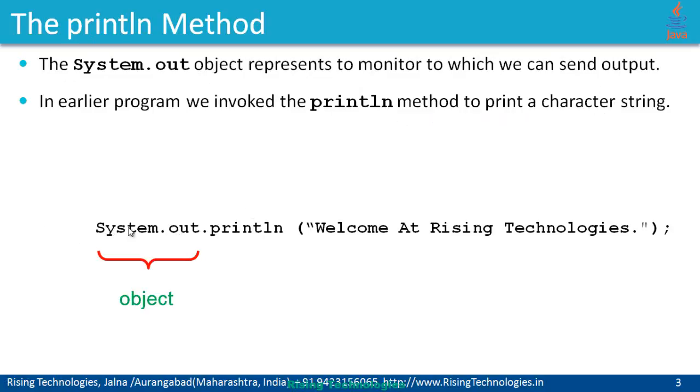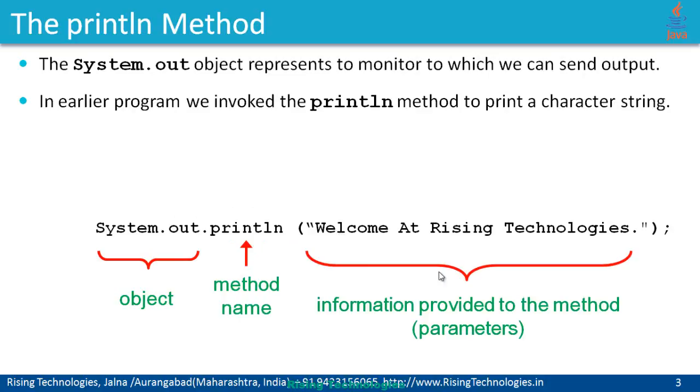So System.out, this is a class, the System class. This class contains a static object out, and this out object has a method with the name println. We can make use of this method to print data on the console. Now I have provided this information to the println method so that "Welcome to Rising Technologies" will be displayed on the screen. So this line has these particular parts.